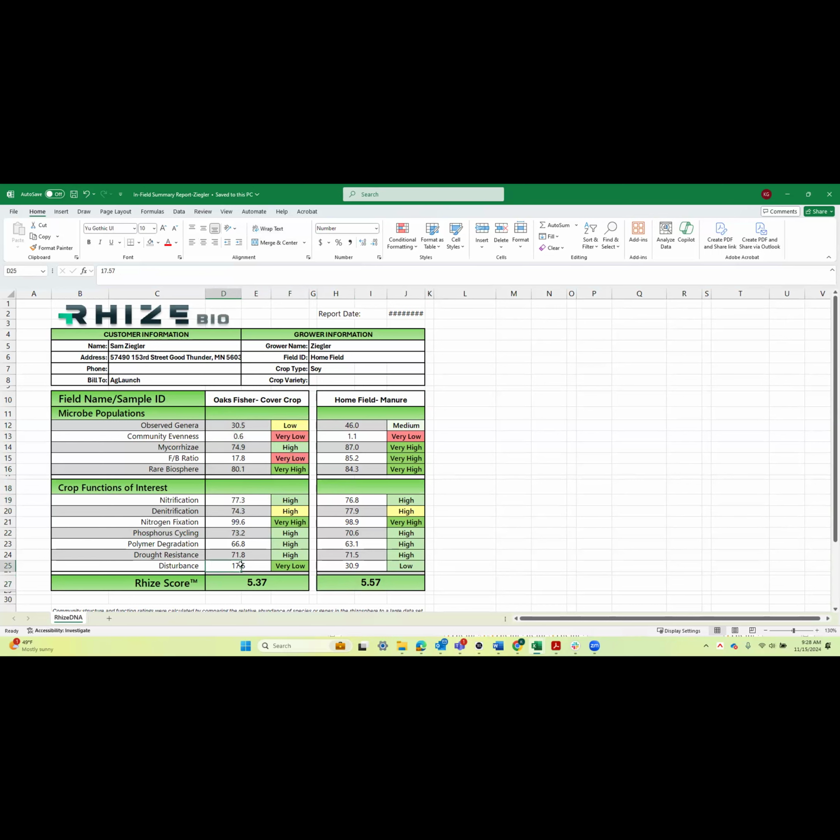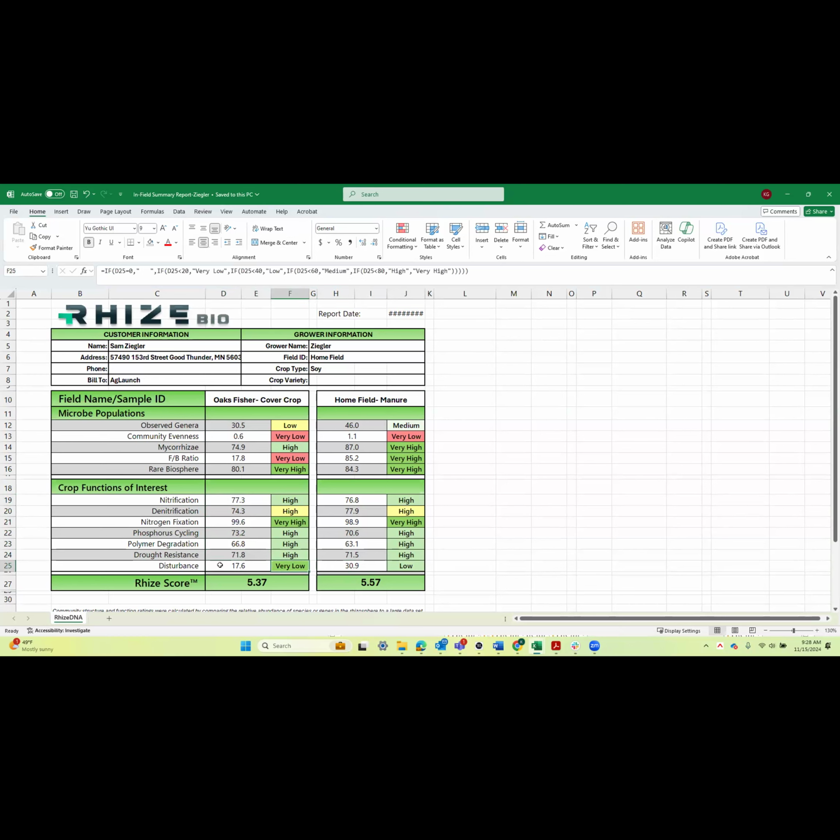But again, this cover crop looks really nice too. Love to see all that nitrogen fixation occurring in the soil of the cover crop. And I always love to see these nitrogen values trending together. Obviously we like the nitrogen fixation most, since that's adding nitrogen to your soil, but it's healthy to have all different forms of nitrogen, the nitrates and nitrites, for different biological and plant functions. Like to see that high polymer degradation, drought resistance, a little more disturbance in the home field. I think that tracks because it had been more recently terminated.